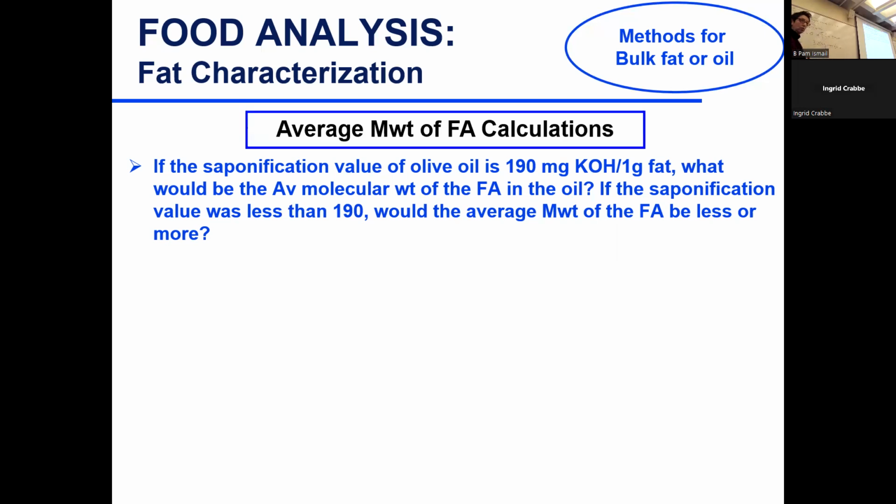What would be the answer? Anybody questioning how we got there? It's all clear? There's going to be a question in the final. Okay, good. 3 times 56.1 divided by 0.19. 885.8. Great, grams per mole. So now I have the molecular weight of triglycerides.